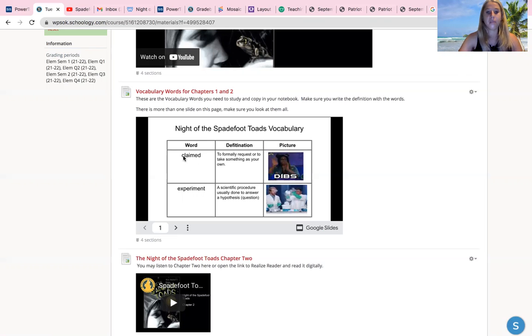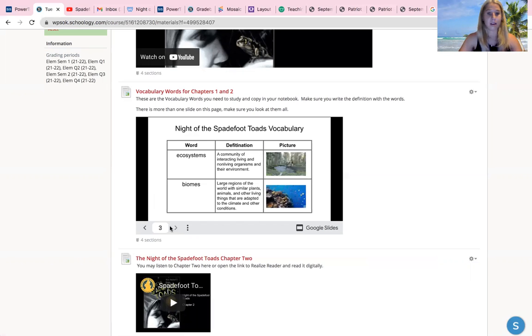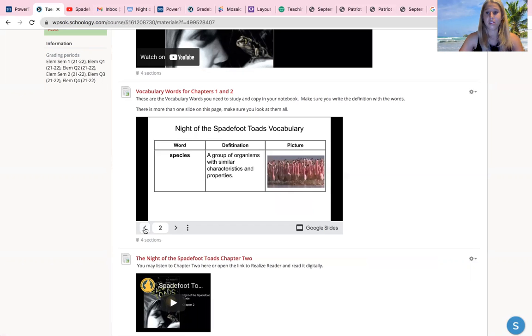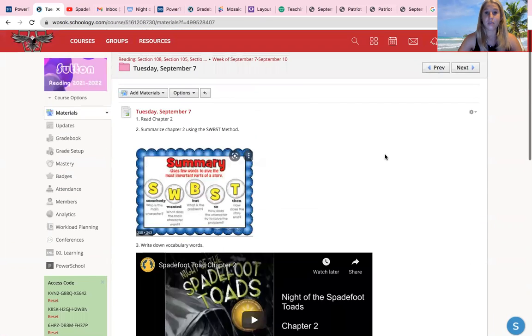So you're going to write down the word claimed, and you're going to write down the definition, not the word definition. It's to formally request or to take something as your own. Cute little picture of pretty much saying dibs, which I know you guys know what that means. You've got experiment, a scientific procedure usually done to answer a hypothesis, which you should be learning in science. Ooh, okay. And you're going to write down these. You can just go through the slides like how I'm doing. Okay, write those down, the definitions. Please do so that you know they're easy grades in the quizzes. And yes, that is for Tuesday.